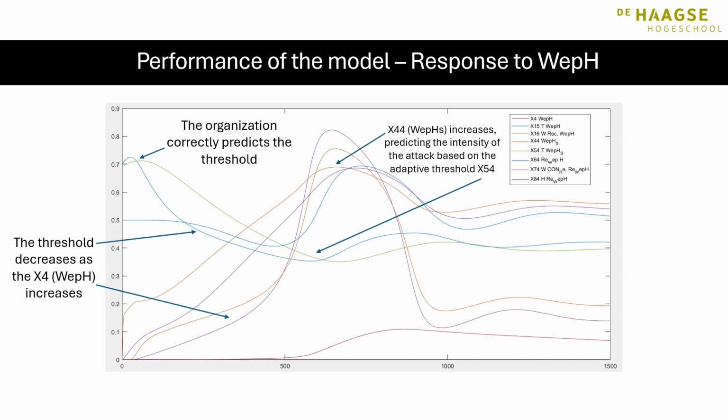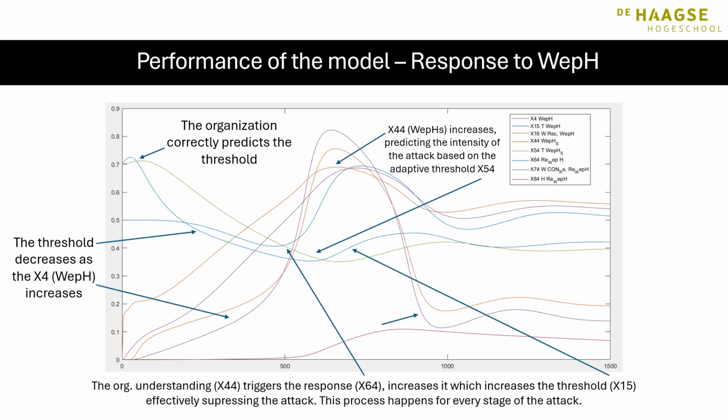You can see that the organization is adapting to this slowly, and because they sense this decrease in the threshold, however slower than it actually happened, it increases the response and triggers the response, which we can see right here, which in turn suppresses the attack afterwards.